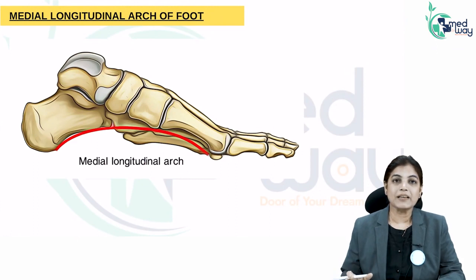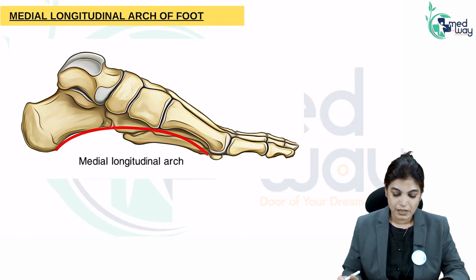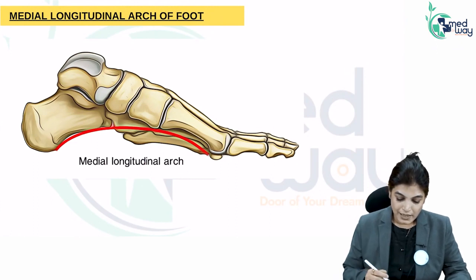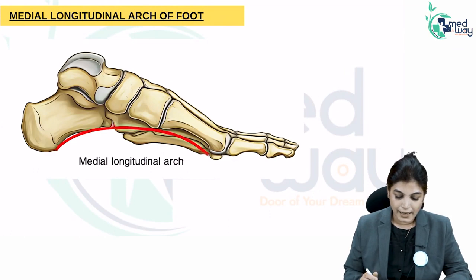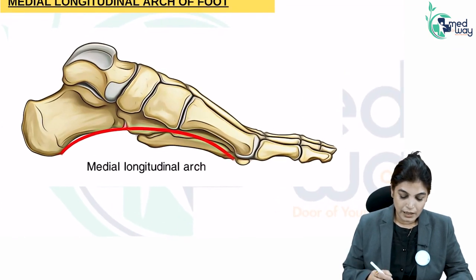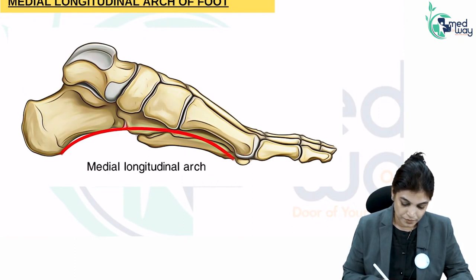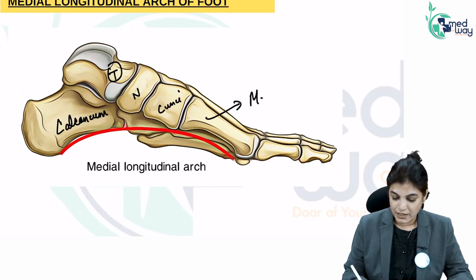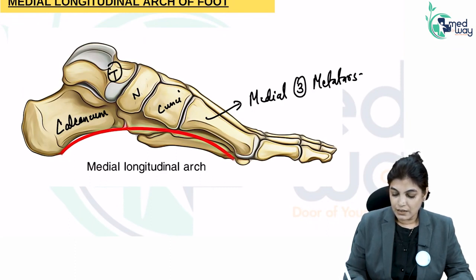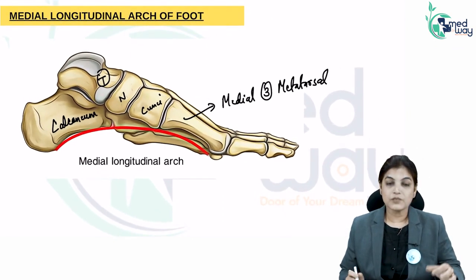So, what you can see in this image, the red color highlighted line, this is showing you the medial longitudinal arch. So, as you can see, it is high arched. If we talk about medial longitudinal arch, it is high arched and it is formed by the following bones. So, the important bones, I just want you to note down. This is the calcaneum bone, which is also called the heel bone. This is the T for talus bone. And we have got the navicular and the cuneiform bones, and we have got the medial 3 metatarsals.